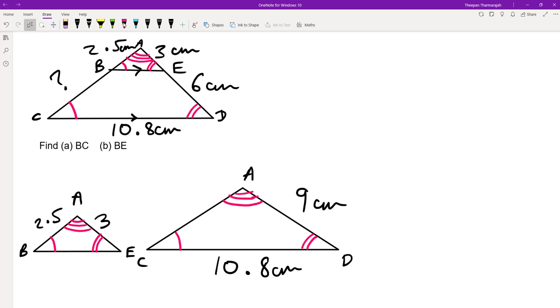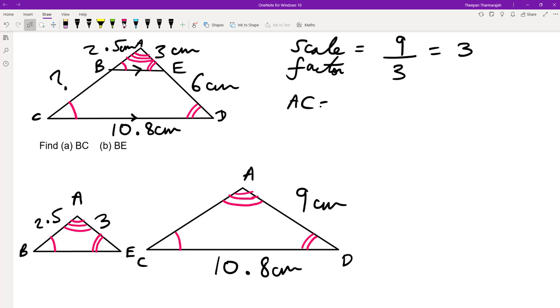Now BC belongs to the line of AC. So let's work out the scale factor. Now that's going to be the big length 9 divided by the smaller length 3, or AD divided by AE. That gives me 3. So we know that the bigger triangle is 3 times the size of the smaller triangle. So we can work out AC by saying that's 3 times the length of AB. So AC is 3 times 2.5.